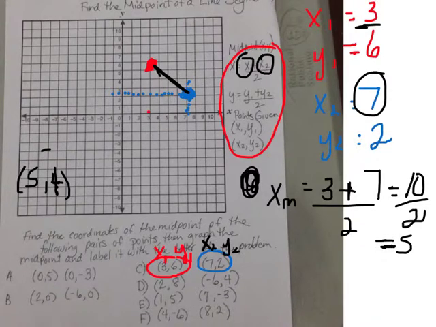Now let's try the y's. The y of the midpoint, we're supposed to add, if you look at the formula here, y1 plus y2. Well, y1 was 6, and y2 was 2.